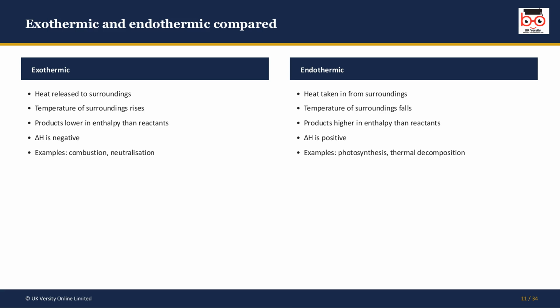Let's put the two side by side. In an exothermic reaction, heat is released. The surroundings warm up. The products are lower in enthalpy than the reactants, and delta H is negative. Think combustion or neutralization. In an endothermic reaction, heat is absorbed. The surroundings cool. The products are higher in enthalpy, and delta H is positive, as in photosynthesis or thermal decomposition. Keep that contrast clear in your head.